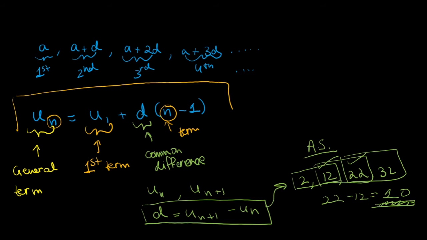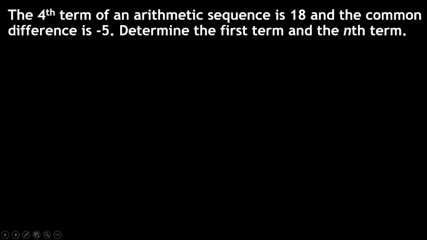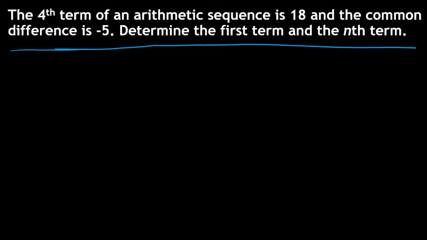All right, now let's look at a few example questions. The fourth term of an arithmetic sequence is 18, and the common difference is minus 5. Determine the first term and the nth term. So what we do in this question is we're given that the fourth term is 18 and the common difference is minus 5. Let's write the information we have. U4 is 18 and the common difference is minus 5.